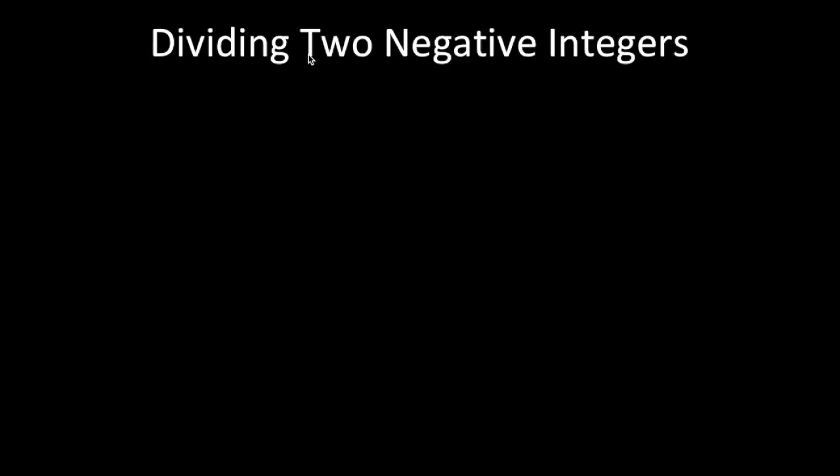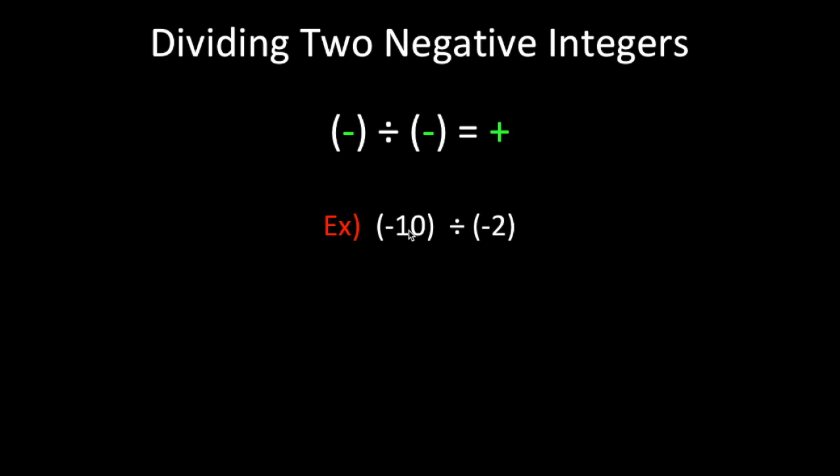Now let's see what happens when you're dividing two negative integers. A negative number divided by another negative number is positive. Same as the multiplication rule. A negative and negative gives you a positive. Example, negative 10 divided by negative 2. Because both numbers are negative, your answer will be positive. 10 divided by 2 is 5, and this is positive 5.